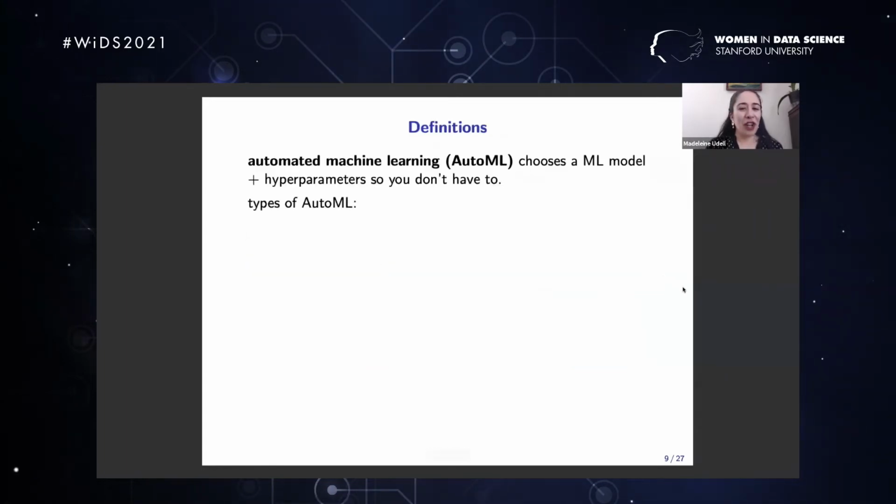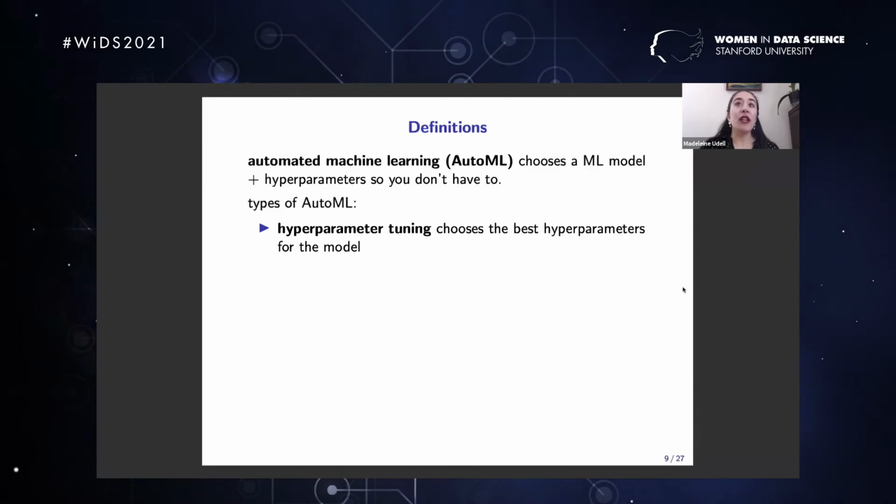So first, a couple of definitions. What is automated machine learning? Automated machine learning is a method to choose a machine learning model and hyperparameters for you so you don't have to. And by machine learning model, that could mean an entire pipeline, or it could just be the estimator. There are a bunch of different kinds of automated machine learning depending on what parts of the pipeline they're really thinking about helping you with.